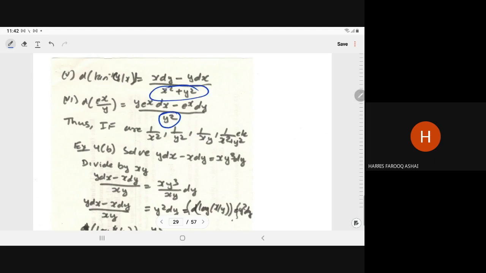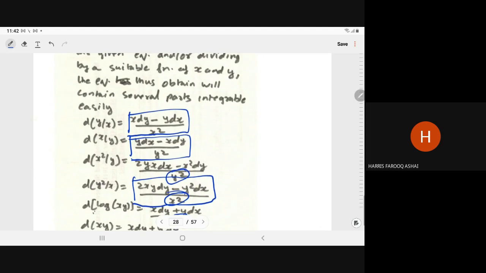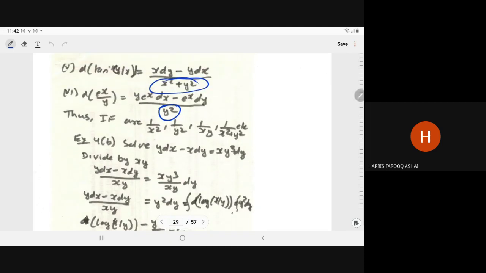1 upon x square plus y square, 1 upon xy, 1 upon x square, 1 upon y square. So the integrating factor can be a function of x and y. It can be of the form 1 upon x square, 1 upon y square, 1 upon xy, 1 upon x square plus y square. If you multiply with this, you will get the exactly integrable form.